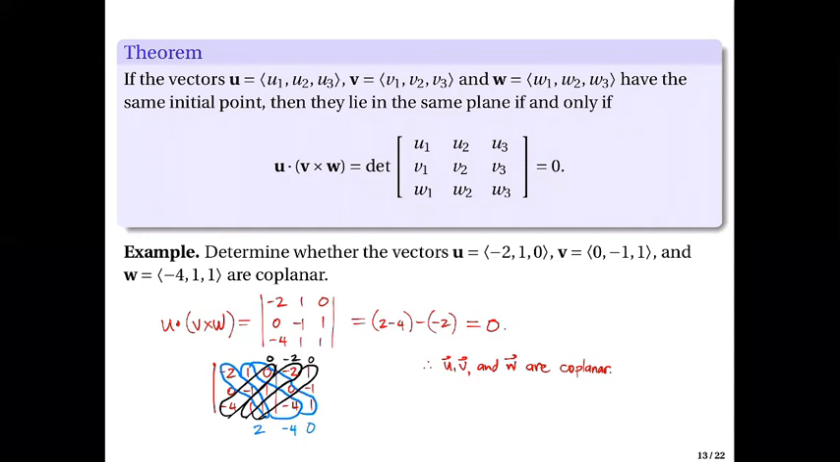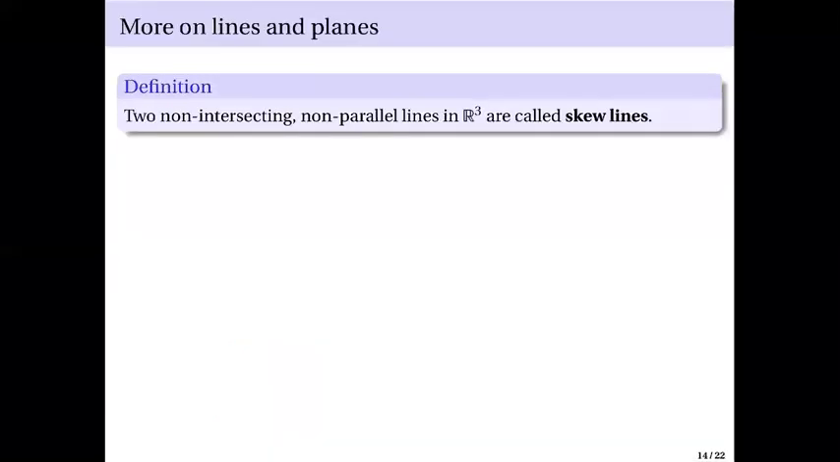Now, let's look at some more geometric applications of what we've learned so far. Suppose we have two non-intersecting and non-parallel lines in R3. Then these lines are called skew lines.